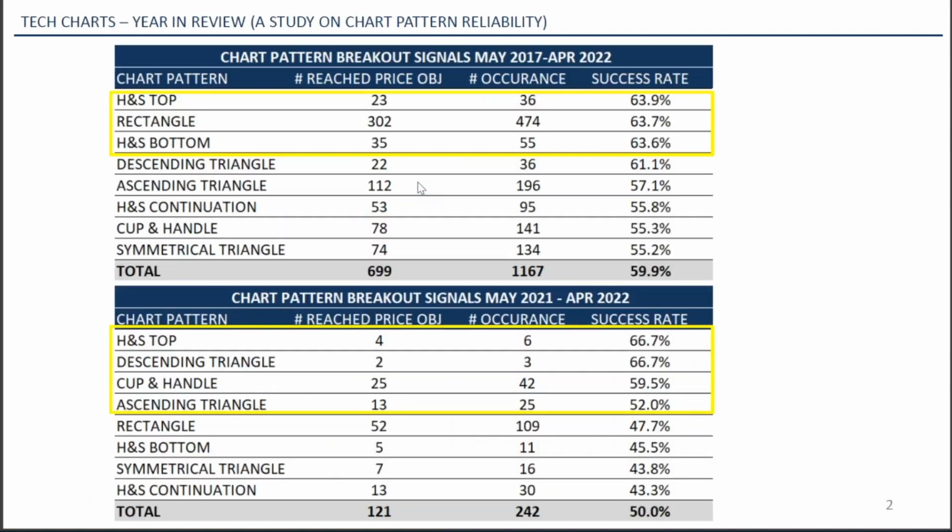So if you look at the success rates over the past 5 years, we have accumulated a good amount of breakout signals, 1,167 chart pattern breakouts, out of which 699 reach their price objective. That gives us almost 60% success rate on the overall patterns that we're looking at here.